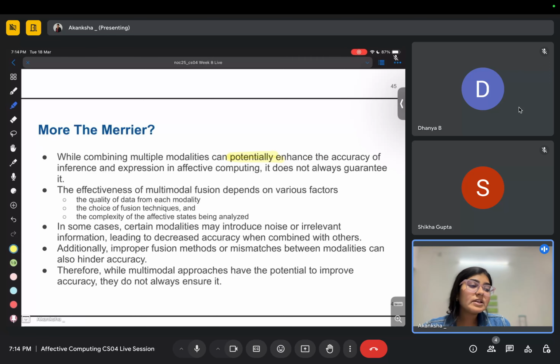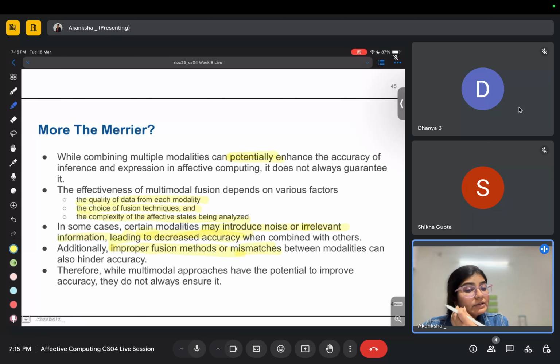So it depends on various factors: the quality of the data, the choice of fusion techniques, the complexity of the affective states. If it is straightforward, then maybe not a problem, but if it is more complex, then you need more modalities, or even fewer modalities. It can also be the opposite. Also, in some cases, some modalities can introduce noise or irrelevant or redundant information, which might lead to decreased accuracy. Improper fusion methods or mismatches can also hurt.